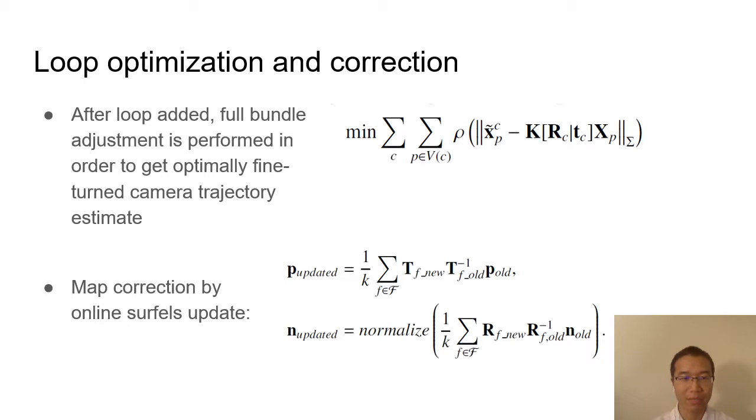Map correction by online surfel updates. We update our surfel model based on our camera trajectory updates, and we move each surfel based on a running average across different cameras, because each surfel may be observed by multiple cameras, and the movement of each surfel is calculated by the average of the influence from each camera.